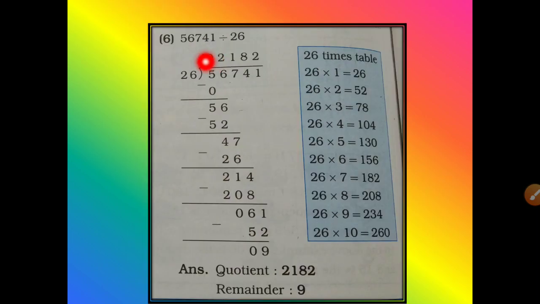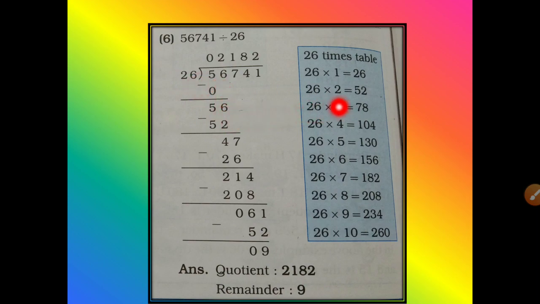Question number 6. 56,741 divided by 26. Write the question. 56,741 divided by 26. The first number is smaller than 26, so we will write 0. 26 zeros are 0. 5 minus 0, 5. Next number 6. This number will be 56. 56 is bigger than 26. This will be in the table of 26. For that we will write the table of 26.